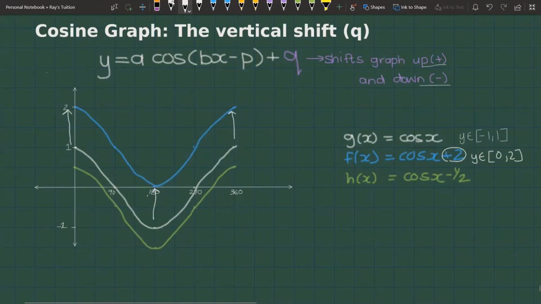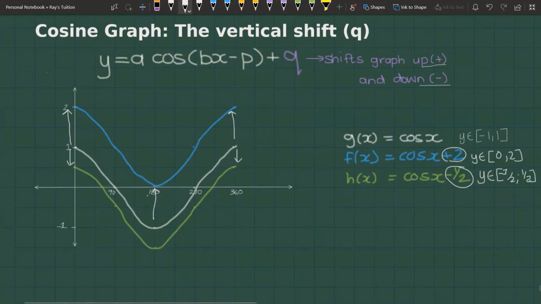For the next case, we have h of x is equal to cos x minus a half, and the q value is minus a half. So each point on the graph has been shifted a half a unit down. So the range for this graph is also changed. Its y is an element from -1.5, -3/2 to a half.